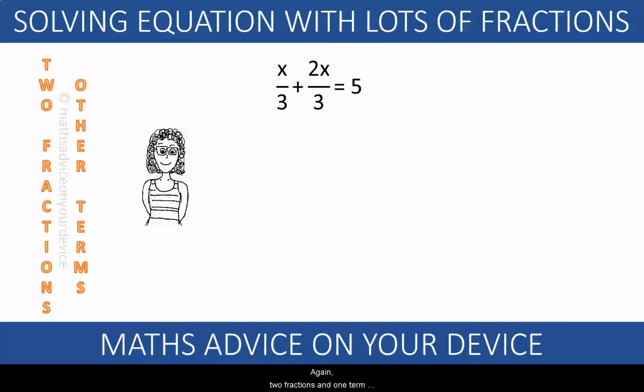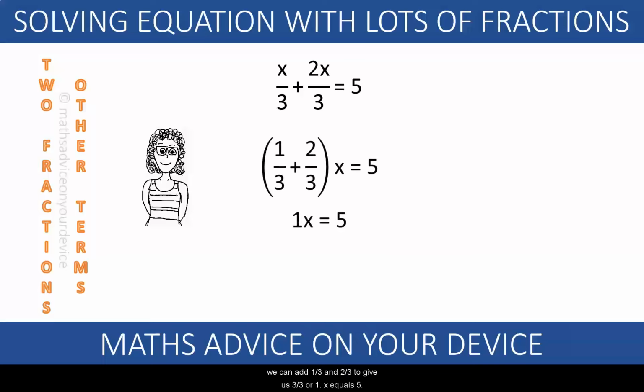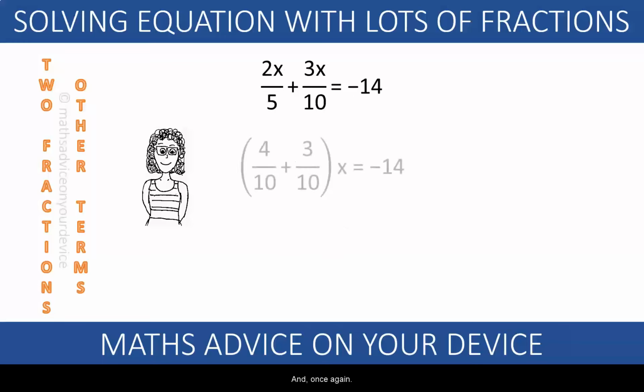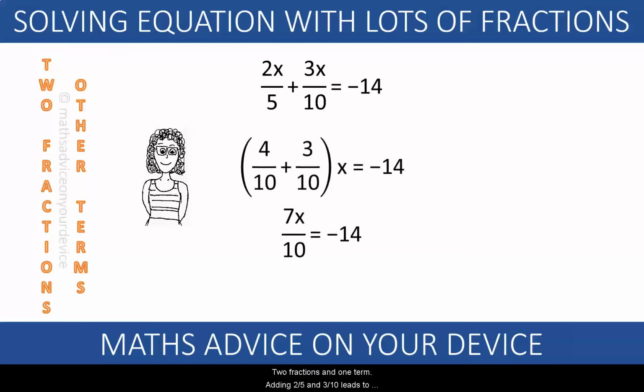Again, two fractions and one term, 5/8. Since the fractions have a common denominator 3, we can add 1/3 and 2/3 to give us 3/3 or 1. x equals 5. And once again, two fractions and one term, adding 2/5 and 3/10 leads to 7/10. Multiplying by 10 and dividing by 7, x equals -20.